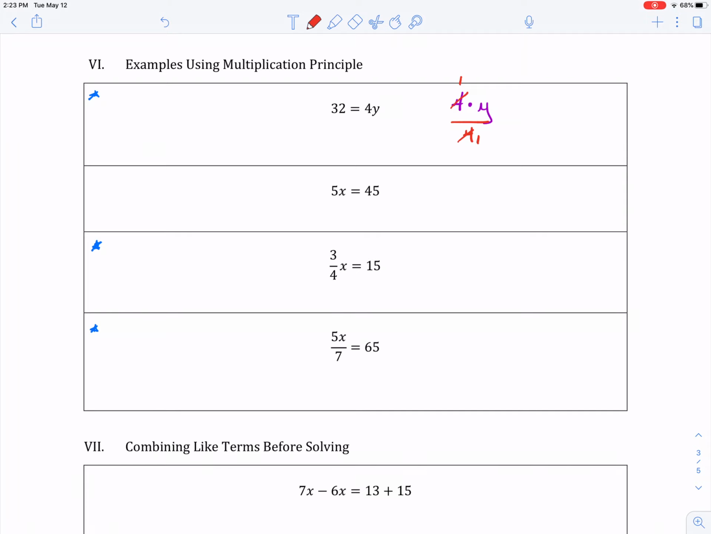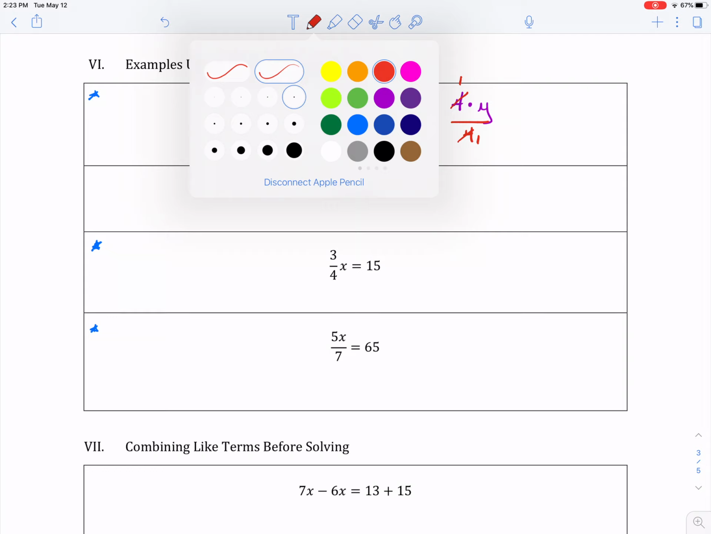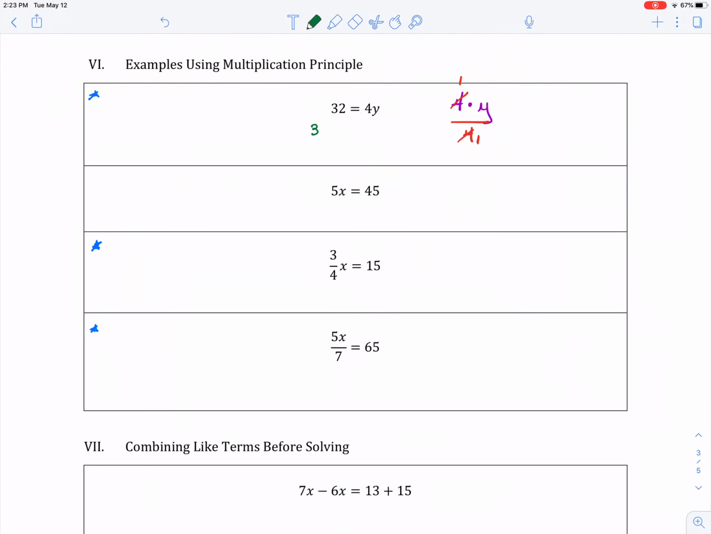But remember, I have to maintain balance. So if I'm going to divide by 4 on the left, in order to isolate y, I have to balance and divide by 4 on the right. So this is the way I'm going to write it down. Since I see this multiplication by 4, I'm going to come in with the division by 4. And in order to maintain balance, I'm going to divide by 4 on both sides. So that's my multiplication or division principle of equality.